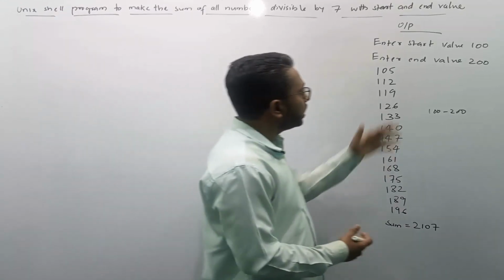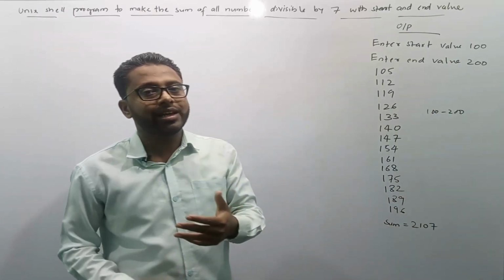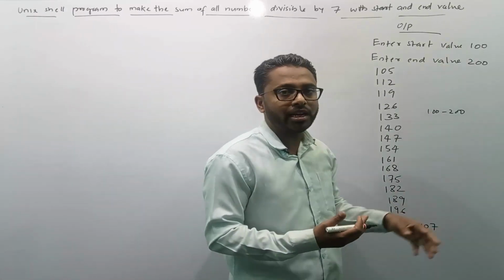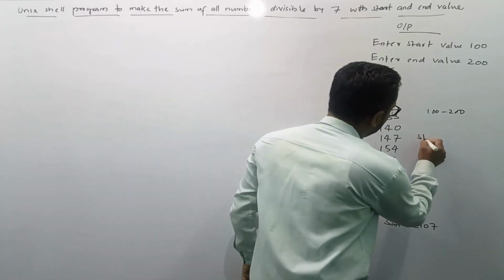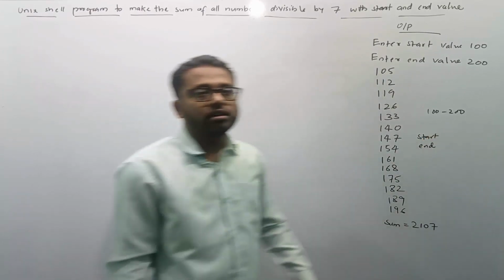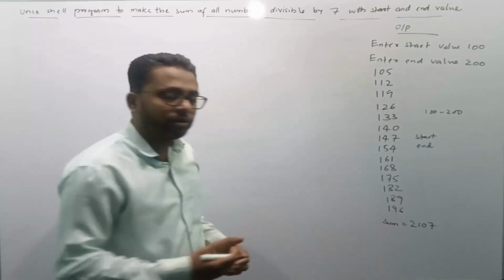Since at the very beginning itself we are asking the user to enter the start value and the end value, there have to be two variables in our program which will hold these two different values. So we will create one variable with the name start and another variable with the name end. Okay, now what should be our approach?